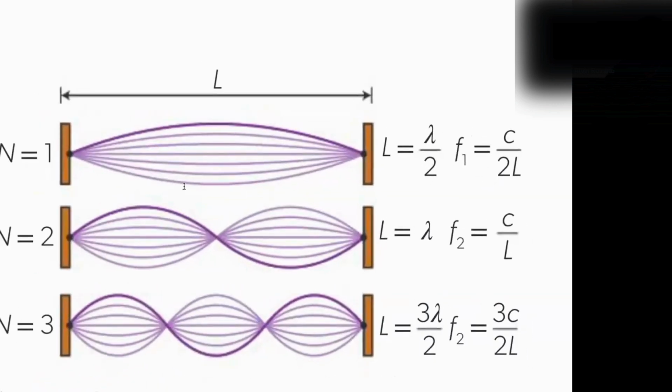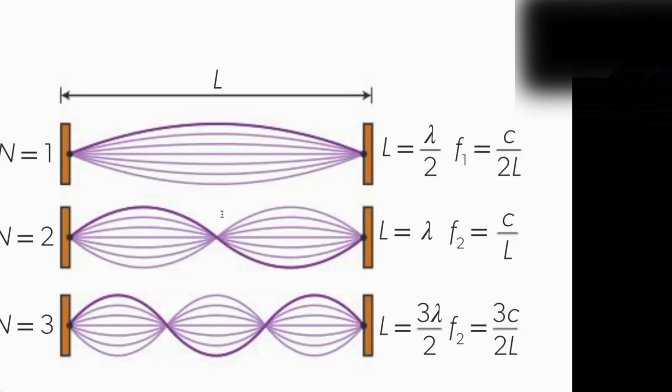There are two ends. First of all, these are the first three harmonics of a standing wave in a string with both the ends fixed. Again, listen to my statement. This is a standing wave of a string with both the ends fixed, and these are the first three harmonics: n equal to 1, 2, 3. Let's look now at the length. In all the cases, it is the same string being used, which has a length L.